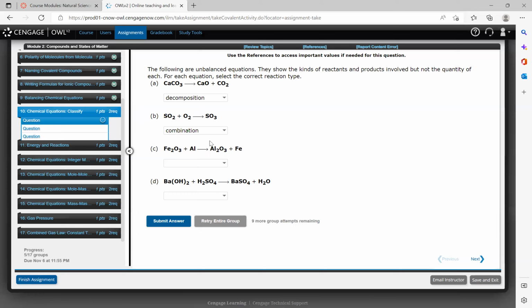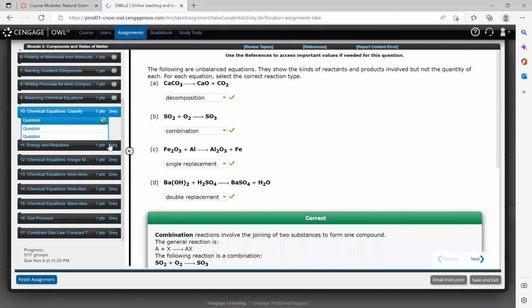For letter C, we'll see that we have this iron 3 oxide plus aluminum, and that there was a swap that took place. So now we have aluminum oxide, and then we have iron on its own. Because there's this single swap going on, we call it a single replacement. And then finally down below, we're going to see that there's a swap between this barium and our hydrogen here. And because there are now two coupling pieces happening, or two doubles taking place, this is a double replacement reaction. We'll hit our button and we're good to go.